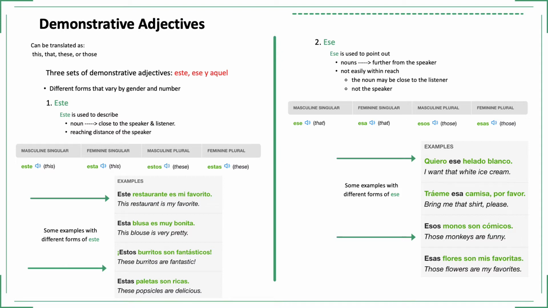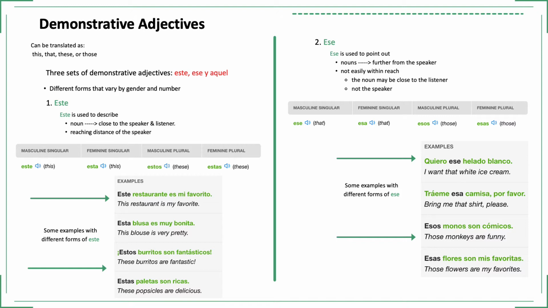Now, ahora vamos a ver el número dos. Let's look at number two, ese. Ese is used to point out nouns that are further from the speaker and not easily within reach. The noun may be close to the listener but not to the speaker. Now, here are the four forms ese can take in Spanish.